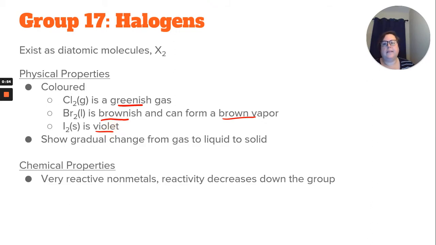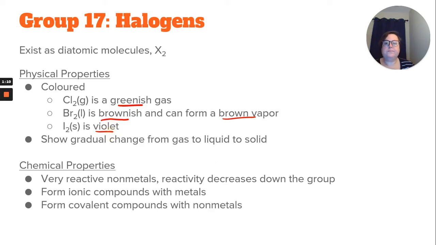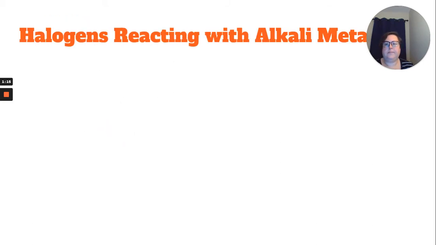For chemical properties, they're very reactive nonmetals, and reactivity decreases as you're going down because the atom is getting larger, so there's more shielding and the nucleus has to work harder to attract those electrons. They form ionic compounds with metals. They form covalent compounds with other nonmetals.